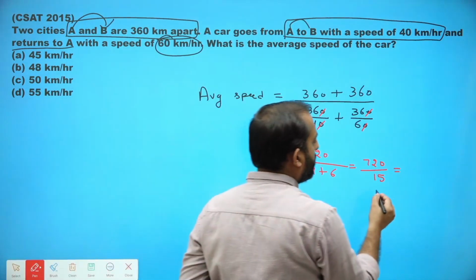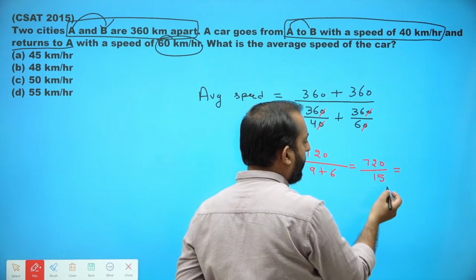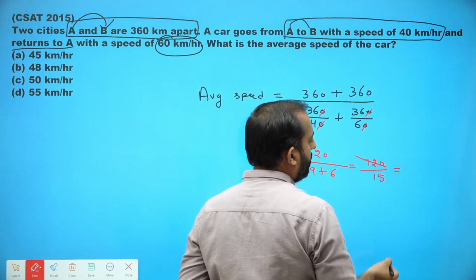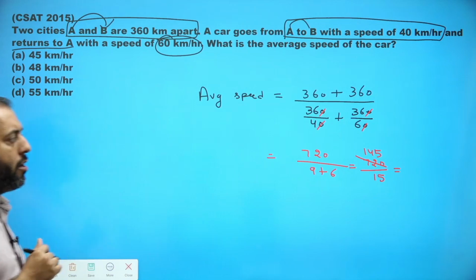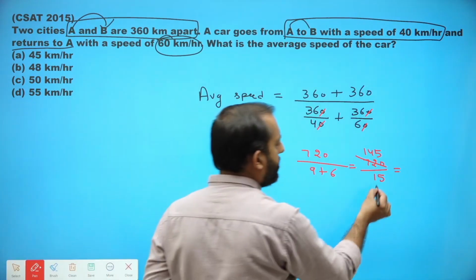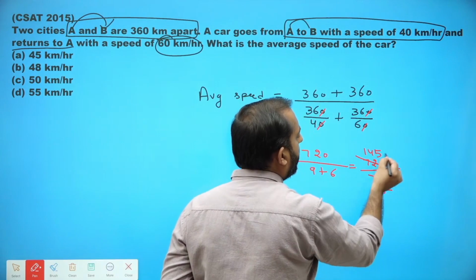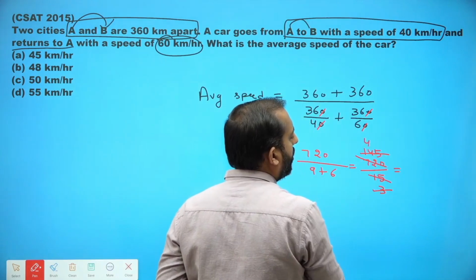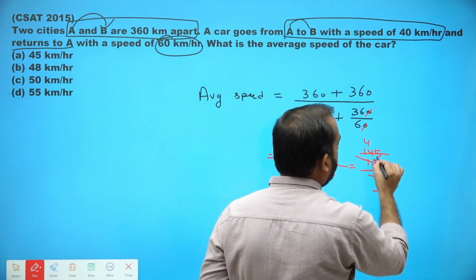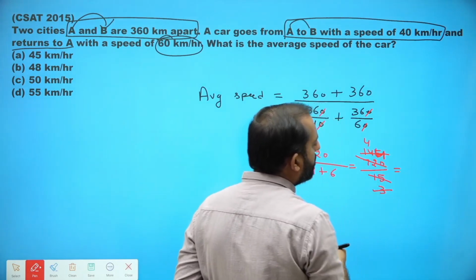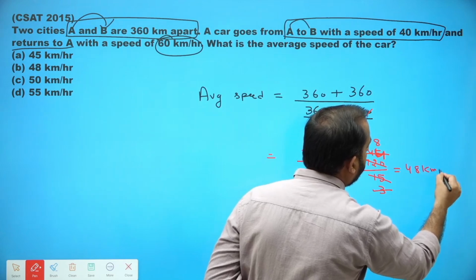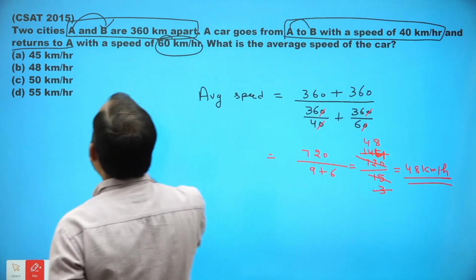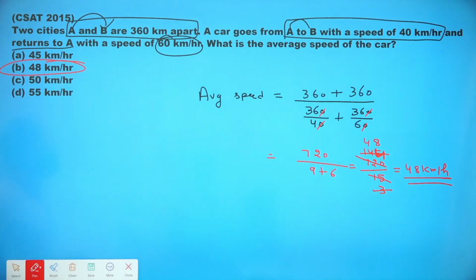We can solve it further. We can cancel it out with 5. Sorry, it should be 4 here. 3 fours are 12 and 3 eights are 24, so it becomes 48 kilometer per hour. So the average speed of the car throughout the journey was 48 kilometer per hour. I hope guys this is clear to everyone.